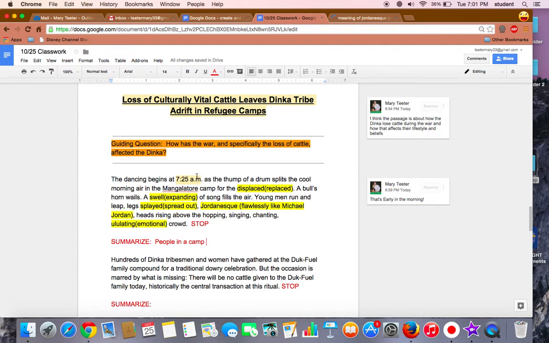When is this happening? 7:25 in the morning, so early in the morning. People in a camp, so I'm just going to add that to the beginning. In the morning, in the early morning, people in a camp. And what are these people doing? Well, they're doing a couple different things, so I just want to summarize that. They're dancing, and they're singing and chanting. So it sounds to me like they're celebrating something. So in the early morning, people in a camp celebrate. And that is step 3 of close reading.